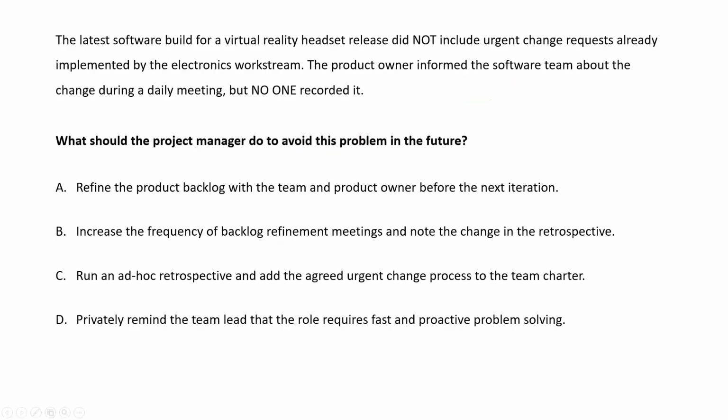The latest software built for a virtual reality headset release did not include an urgent change request already implemented by the electronic team. The PO informed the software team about the change during a daily meeting, but no one recorded it. What should the project manager do to avoid this problem in the future?